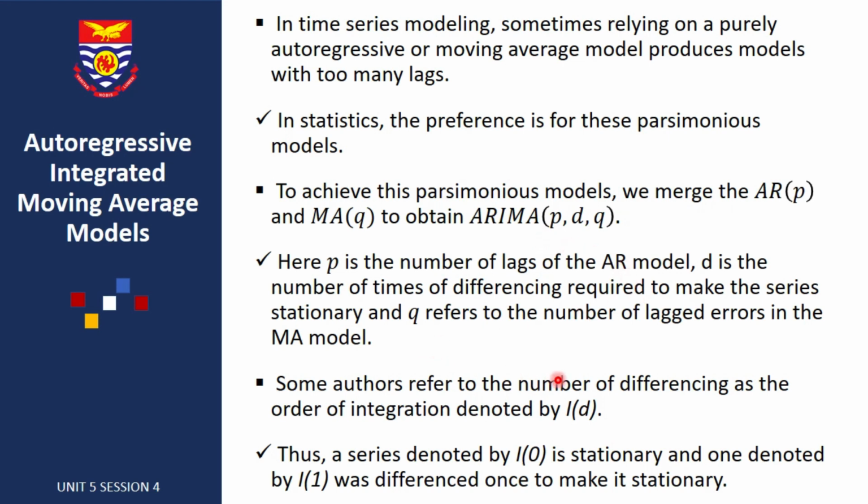Some authors refer to the number of differencing as the order of integration, denoted by I(d). So the number of times that we difference our series in order to make it stationary is what we refer to as the integrated portion. A series denoted by I(0) is stationary, and one denoted by I(1) was differenced once in order to make it stationary. So if a series is denoted I(0), it simply means that it is already stationary; the raw series is stationary. But if it is denoted I(1), it shows that we have to achieve stationarity by differencing the data once.